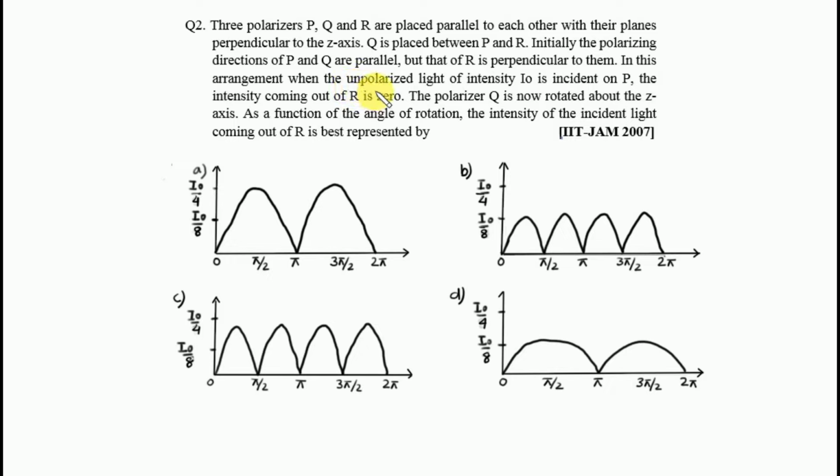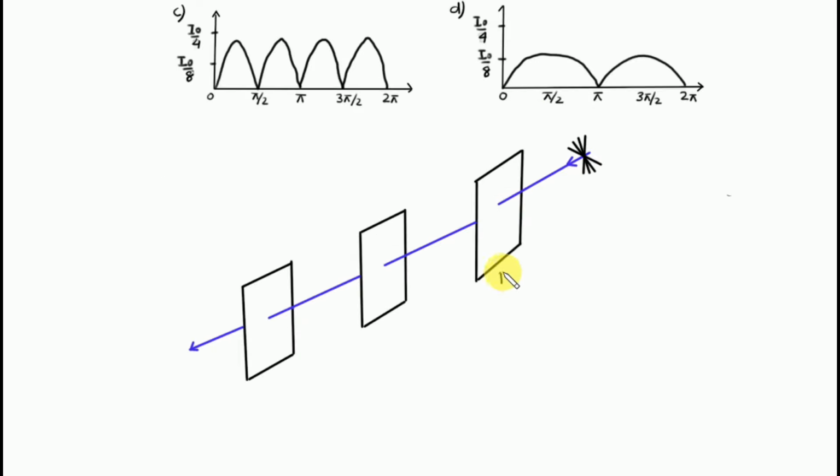We could draw the same as follows. So let these be three polarizers, polarizer P, Q and R. An unpolarized light of intensity I naught is passing through these polarizers P, Q and R. Initially, the polarizing direction of P is this, of Q is this, and of R is this, which is perpendicular to P and Q. So in this particular case, we will get a zero intensity here. Now from this position, Q is being rotated. Let this be the Z direction, the direction of propagation of light. So about the Z direction, Q is being rotated.